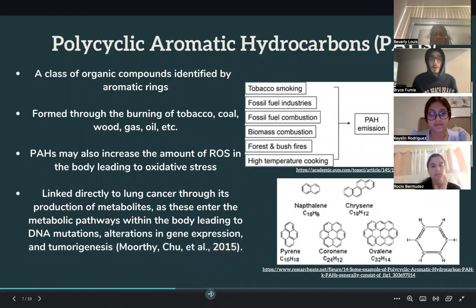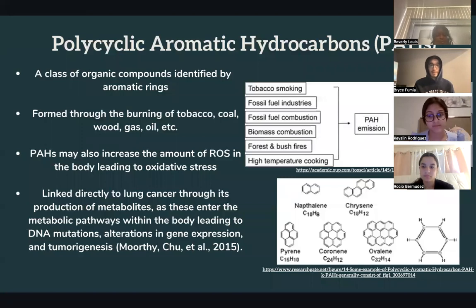The next air particle we will be talking about that's known to be linked to cancer is polycyclic aromatic hydrocarbons, which are abbreviated to PAH. These are a class of organic compounds that are identified by their aromatic rings. As seen in the figure on the bottom, some known PAHs are naphthalene, chrysene, pyrene, coronene, and ovalene.